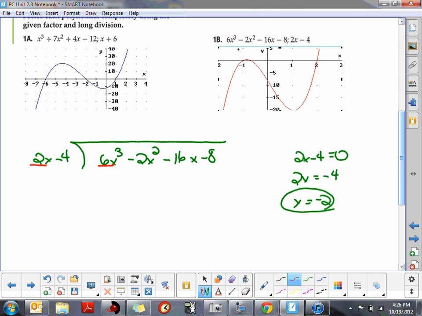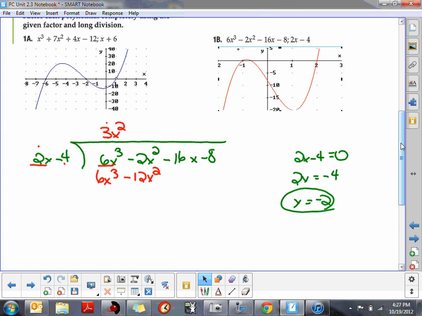So I got to take a 2 times a 3 to get a 6, and I got to take an x times an x squared in order to get 6x cubed. So we multiply 3x squared times a 2x, which is 6x cubed. I take the 3x squared times negative 4, which is a negative 12x squared.